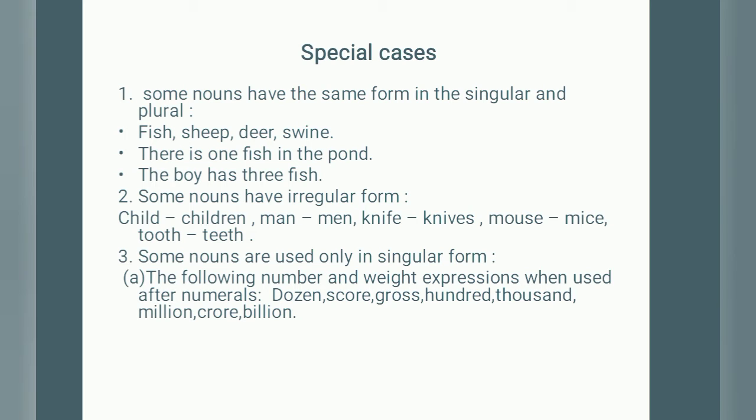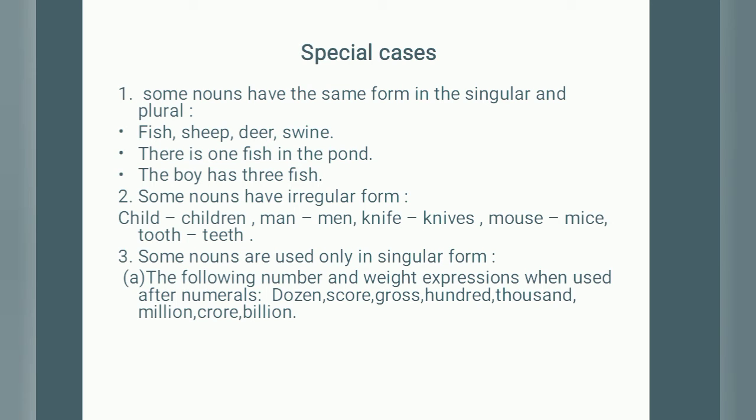Some nouns have irregular form, like we do not add s or es directly to make it plural. Their form will change, like child to children, man to men, knife to knives. Here if you notice, the spelling is changing, knife to knives. Then mouse to mice, tooth to teeth. So in the plural form, the words are changing their form. That is why these are irregular forms.